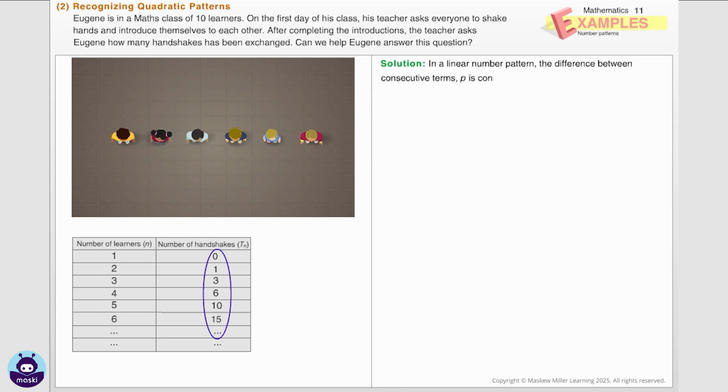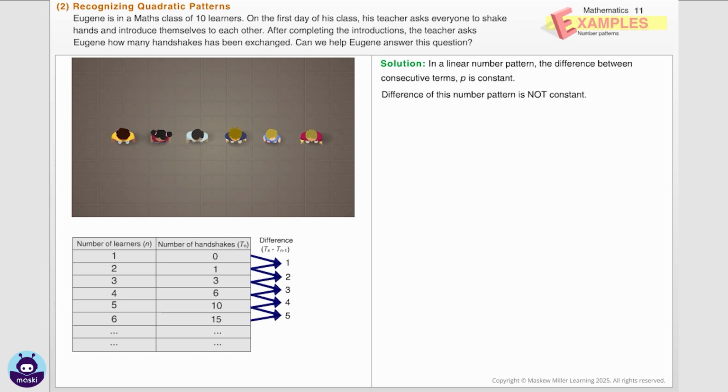We know that in a linear number pattern, the difference between consecutive terms, p, is constant. Let us investigate this number pattern and calculate the difference. We can see that the difference of this pattern is not constant. In fact, it is actually forming yet another sequence. We call this first difference. We now calculate the difference between the first differences. We find the second difference to be 1 and constant. We call this second difference.